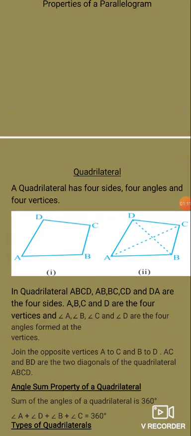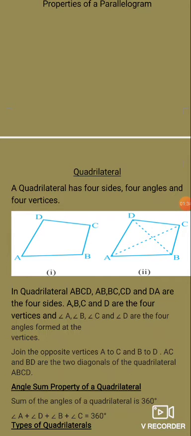Now let's join the opposite vertices A to C and B to D. AC and BD are the 2 diagonals of the quadrilateral ABCD. Now we know all these terms. Next one, angles and property of a quadrilateral. This one also we know very well.